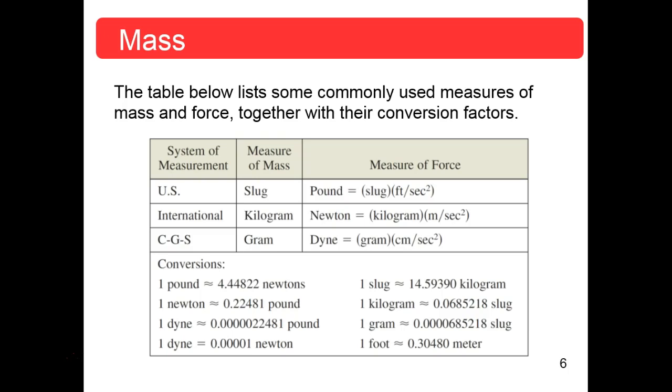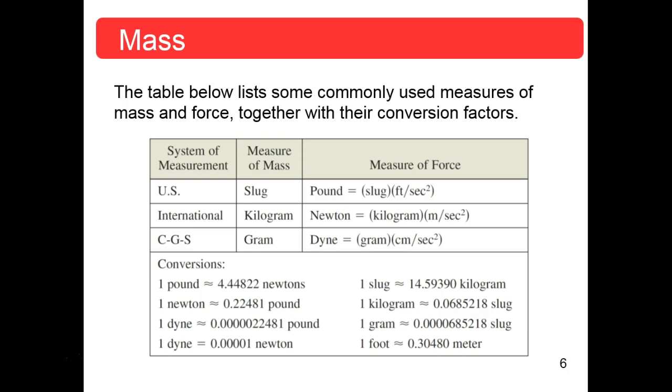Now in CGS, that hardly anyone uses anymore, and this book loves to talk about it, gram is the measure of mass, and the dyne is a gram centimeter per second squared. Mass times acceleration, that would be the measure of force. With some conversions down here, they use this in that last problem at the end of it.